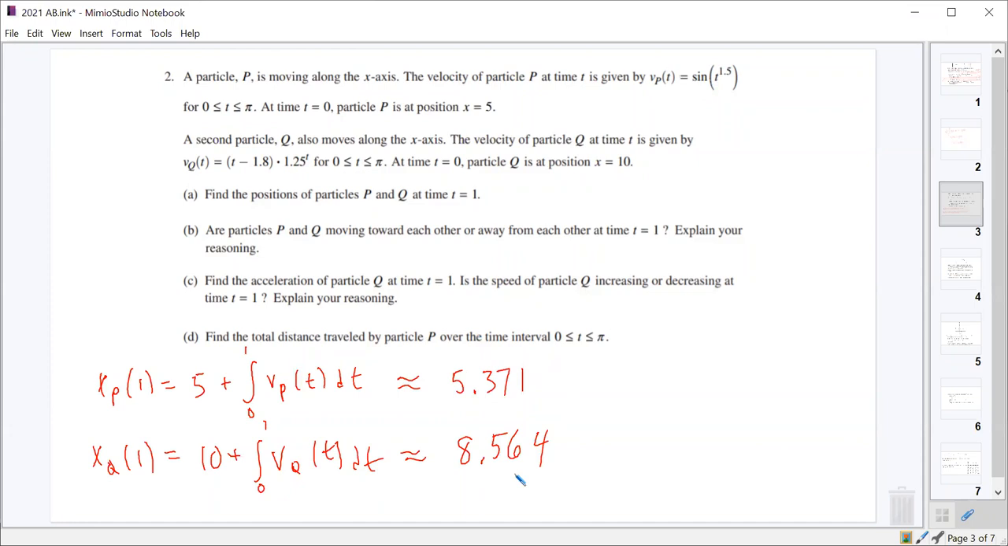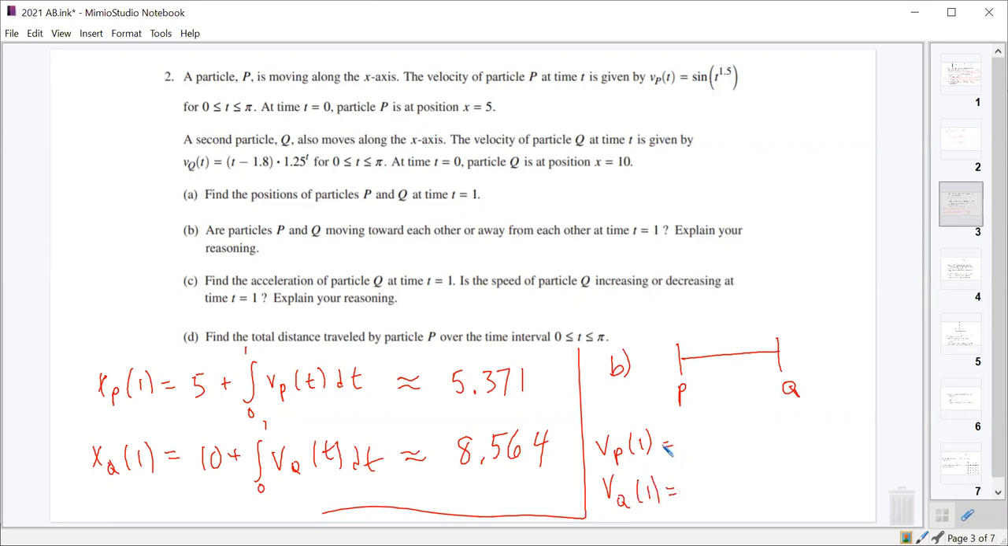All right, part B. Are the particles moving toward each other or away from each other at t equals 1? Well, for part B, we know that particle P is over here and particle Q is over here at t equals 1. Right, particle P is to the left of particle Q. So we just need to figure out the velocity of particle P at 1 and the velocity of particle Q at 1. And then we should be able to determine if they're going towards each other or away from each other, right? So what's the velocity of P at 1? 0.841? That's positive, so P is going this direction.